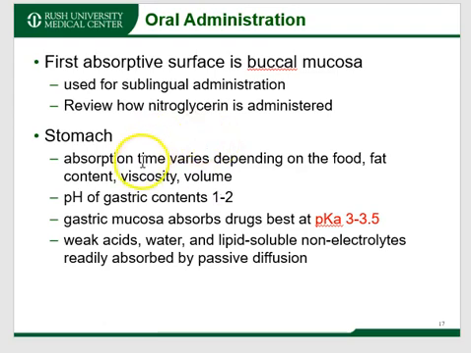And it's been shown that the gastric mucosa absorbs drugs best with a pKa between 3 and 3.5. And those are mostly weak acids. They're also water and lipid-soluble type non-electrolytes, and they get readily absorbed by passive diffusion. The majority of drugs that are out there, with some exceptions, of course, follow this particular criteria.